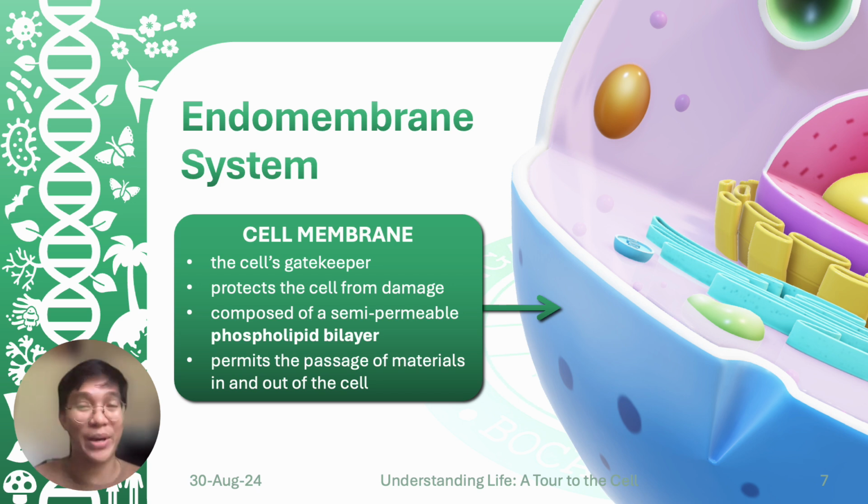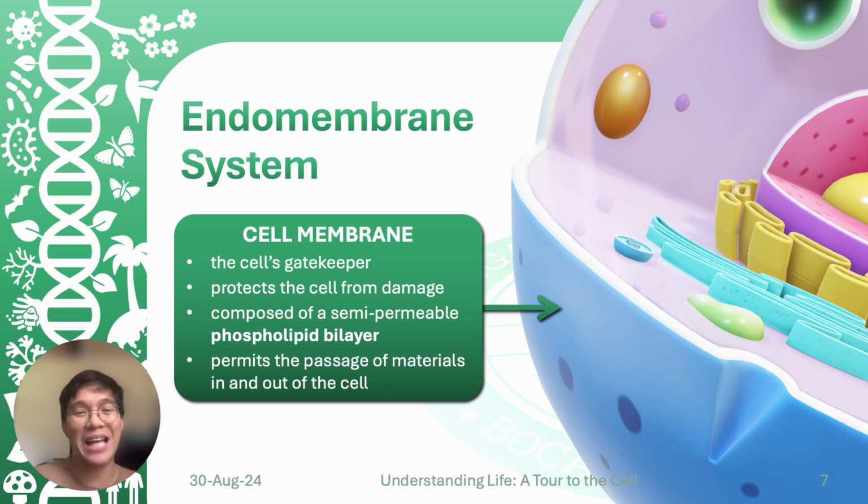And then we have the cell membrane. It's the cell's gatekeeper, and as mentioned, it's the boundary of life and non-life. It protects the cell from damage, and it's actually the last end where the vesicles will come out, and then the products made could be pushed out of the cell. It's composed of a semi-permeable phospholipid bilayer, but we will be discussing that in a separate lecture after your first monthly test. So don't worry first about this phospholipid bilayer.